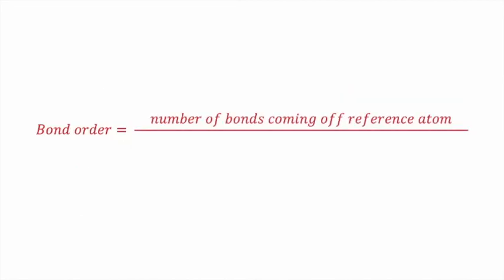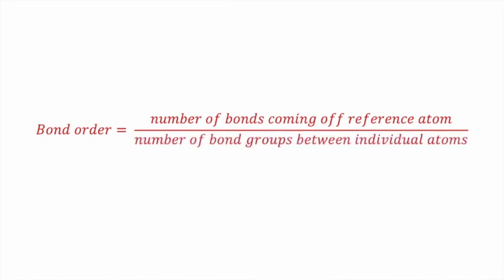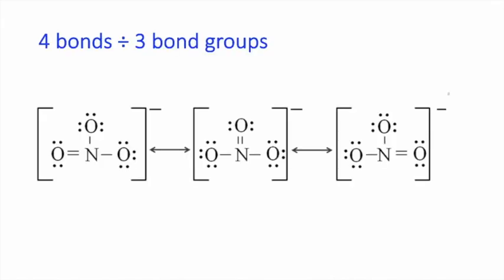We can calculate bond order by taking the number of bonds that are coming off the reference atom, often the atom in the center, and we're going to divide that by the number of bond groups between the individual atoms. For example, here we have 3 resonance structures. Each of them has 4 bonds and 3 bond groups. When we divide 4 by 3, we get 1.33.